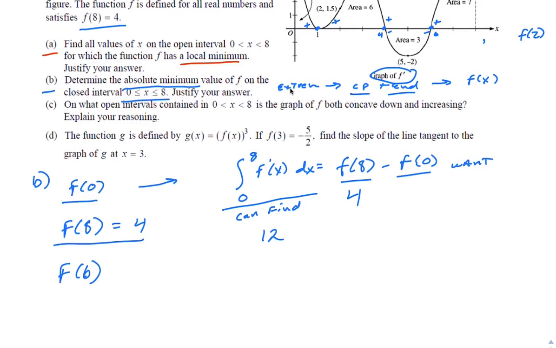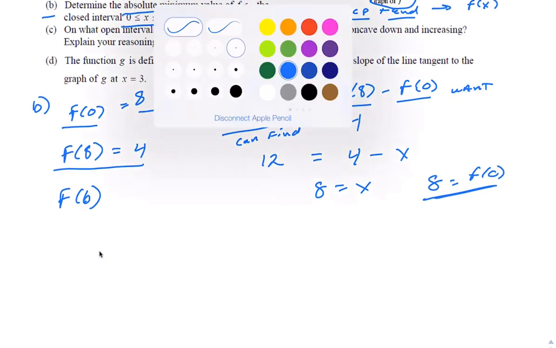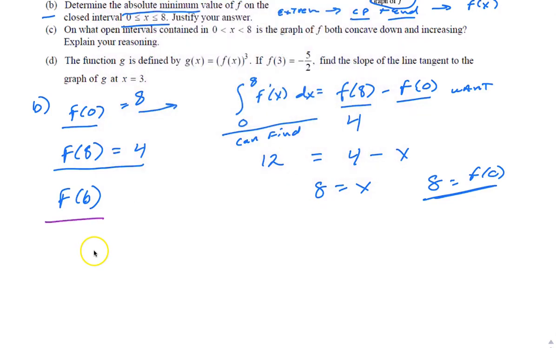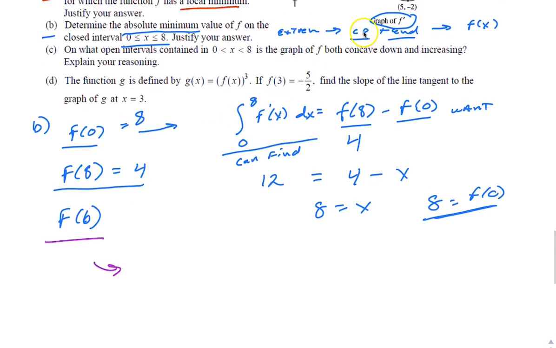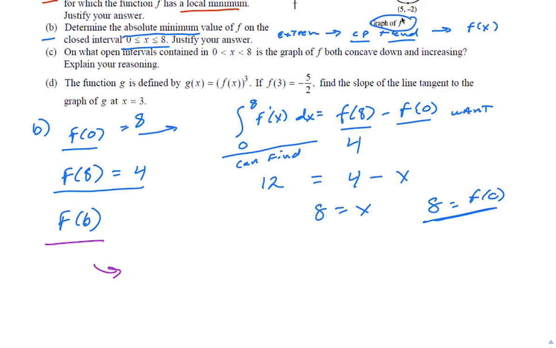So now I have this little equation: 12 equals 4 minus x. Do a little math: 8 equals x, or 8 equals f of 0. So now I know f of 0 equals 8. I can do the exact same trick to find f of 6. This is a trick I want you to get used to doing. The whole idea is that I need to find f of 6, but all I have is f prime. So how do I find f of 6? Well, you integrate f prime.